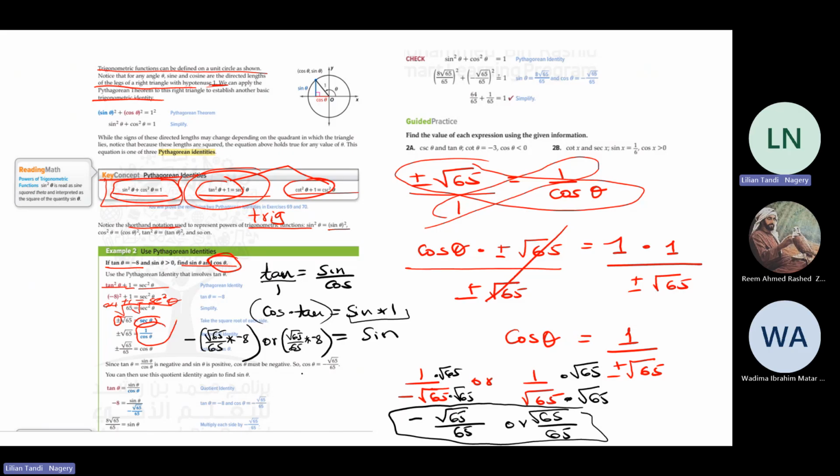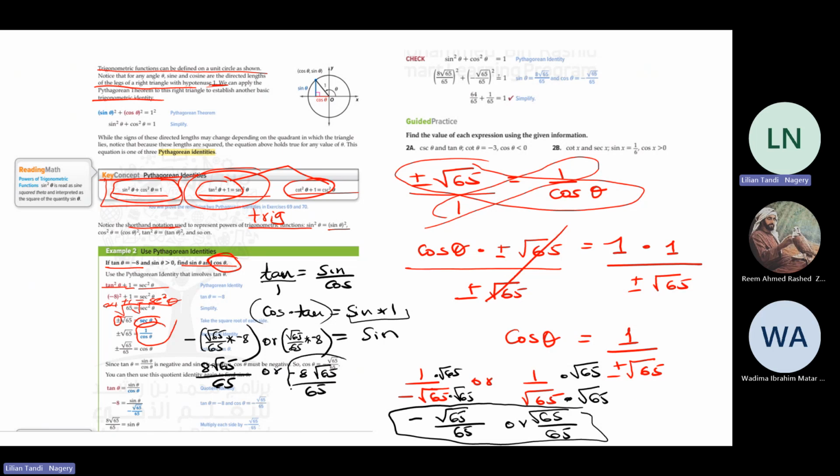Yes, okay, all right, continue. This will give you a positive answer, which will be 8 square root of 65 over 65. This will give you a negative answer, negative 8 square root of 65 over 65.